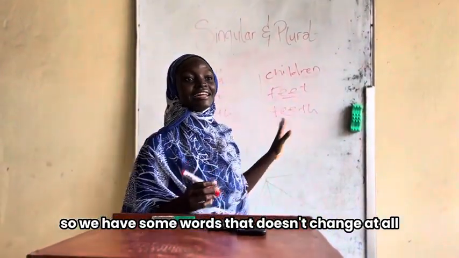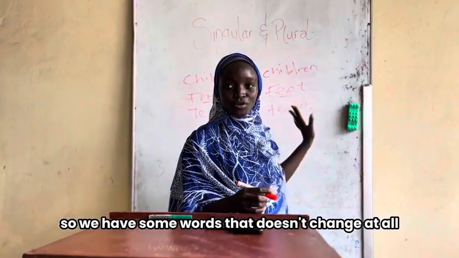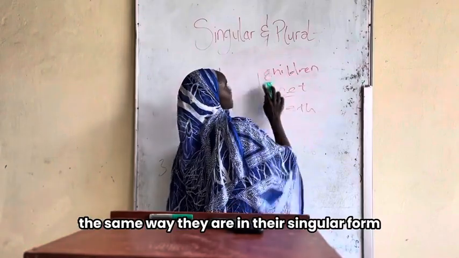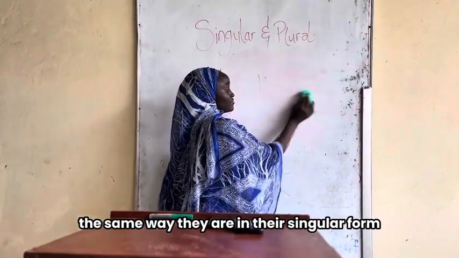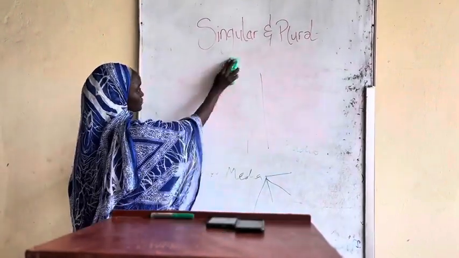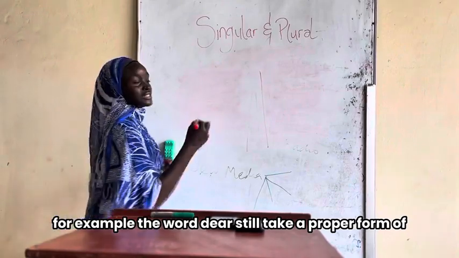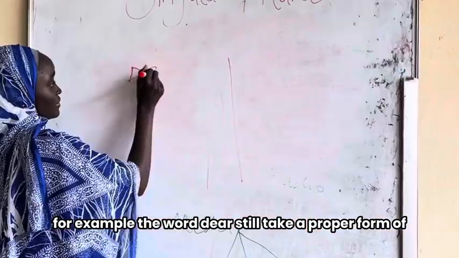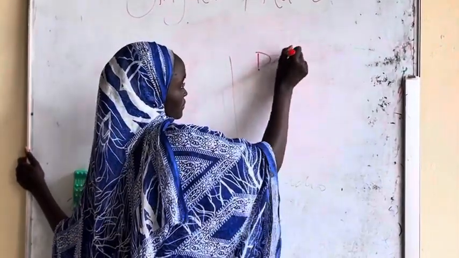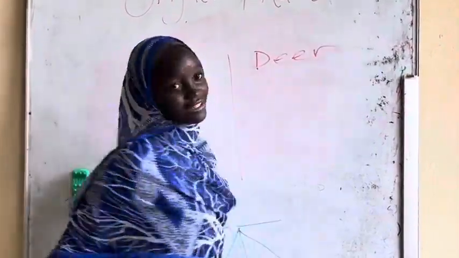We have some words that don't change at all. The same way they are in their singular form is the same way they are in their plural form. For example, the word deer still takes a plural form of deer.